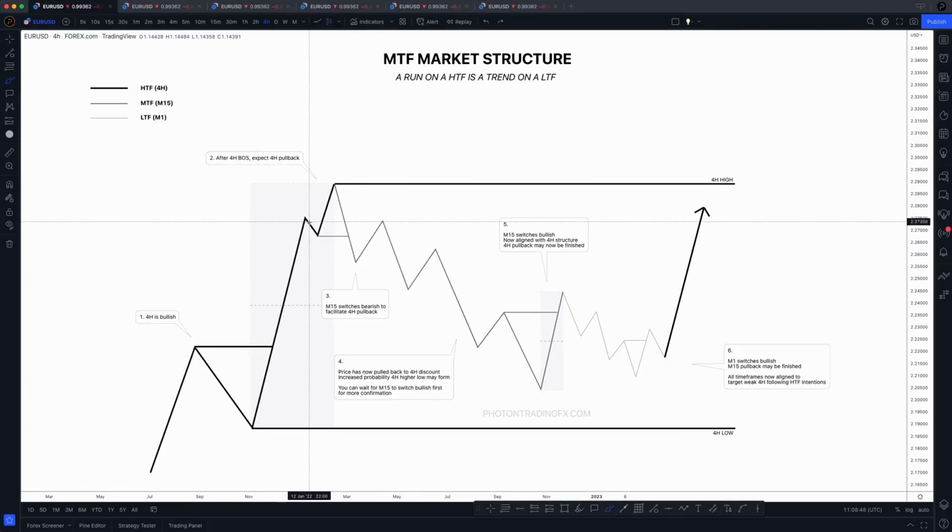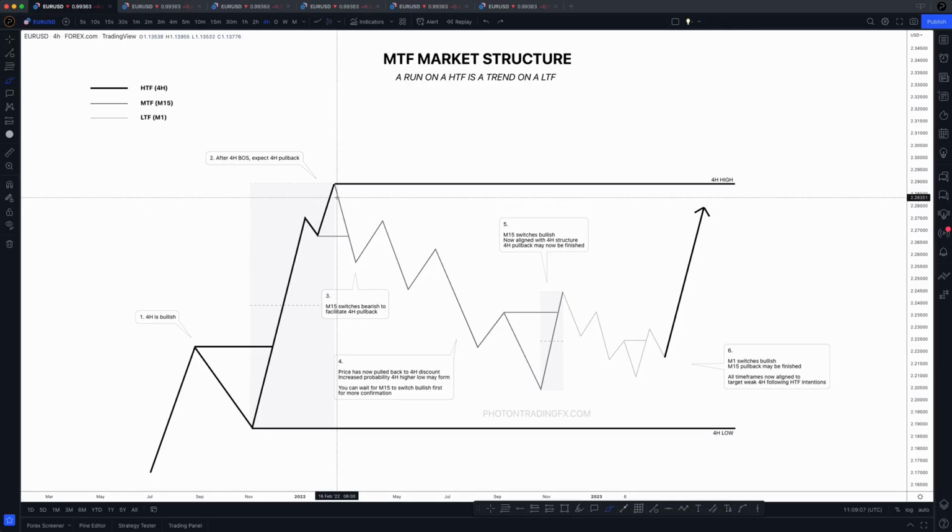Now, let's imagine that we go down on the time frame to the M15 and we see that the M15 swing structure switches bearish. This might be a 4-hour fractal low, or it could be a 4-hour internal low. It's not a 4-hour swing low, but it could be fractal or internal. It doesn't really matter. Sometimes it will be one or the other in the live market, and you'll see this as we go.